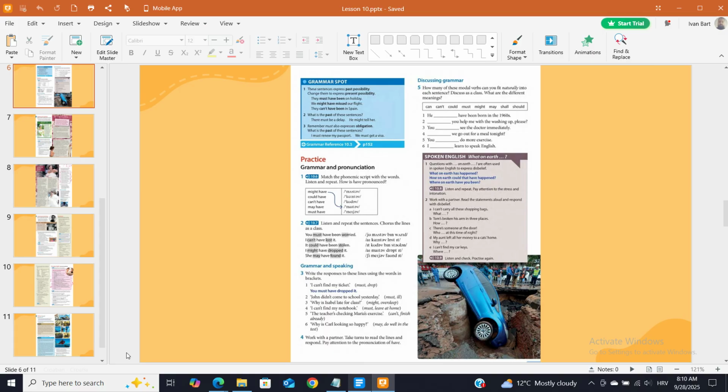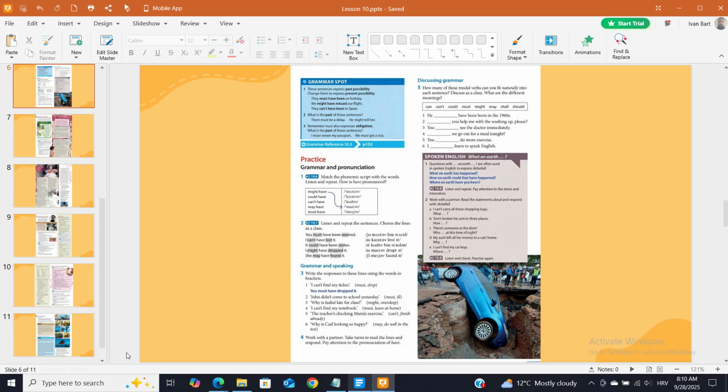3. Write the responses to these lines using the words in brackets. 1. I can't find my ticket. (Must, drop.) You must have dropped it. 2. John didn't come to school yesterday. (Must, ill.)